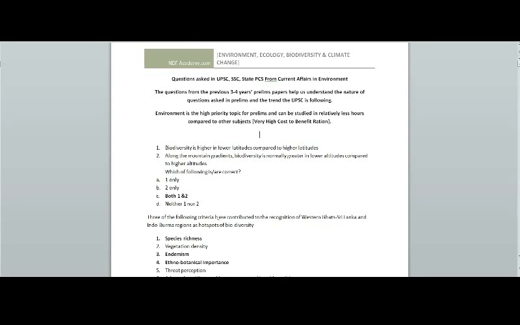Ecology, in one line, can be defined as a scientific study of the relationship of the living organisms with each other and with their environment. Let us have a brief understanding of the history of ecology.